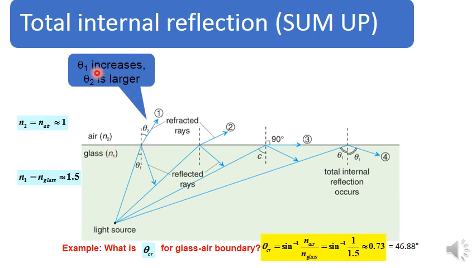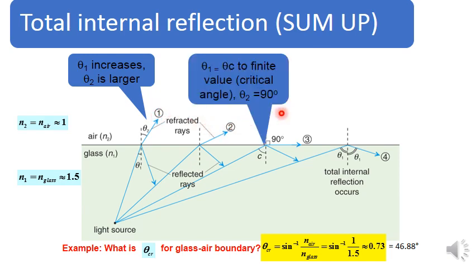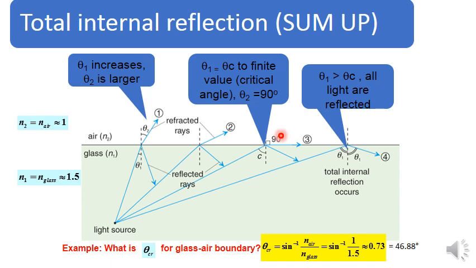Then if theta 1 increases, theta 2 is larger, in case of ray 1 and in case of ray 2. But when theta 1 equals theta critical, theta 2 equals 90 degrees. Finally, if theta 1 is greater than theta critical, all light is reflected and trapped in the glass.